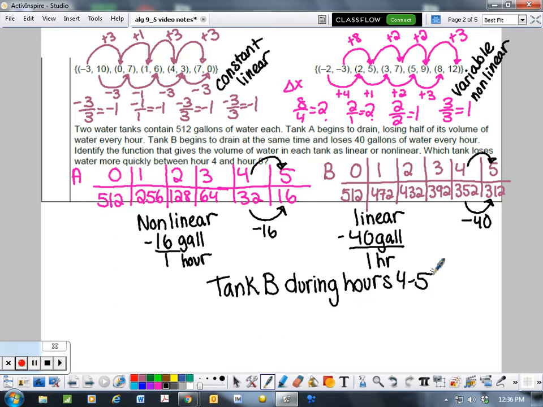Now, if you're looking at water more quickly overall, over the whole time, tank A would be it. But you have to read the question carefully. And that's what a lot of people don't like to do. They don't like to take the time to really read the question and understand it, which will get you in a lot of trouble when you start working in the real world, which is why we try to emphasize that here in high school. We're trying to teach you skills that will carry on to the real world.